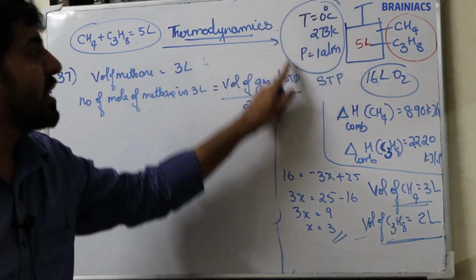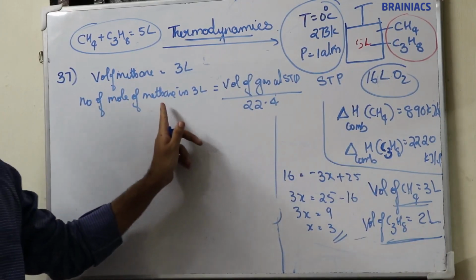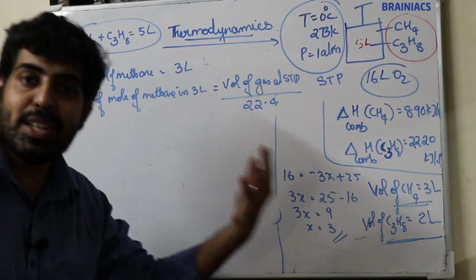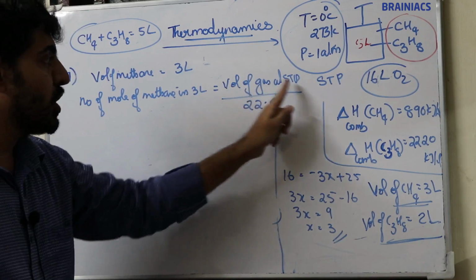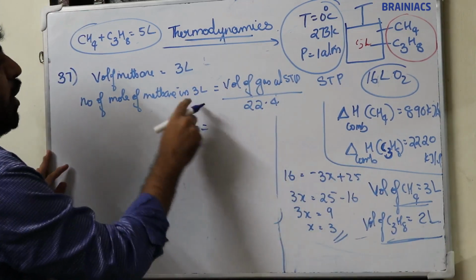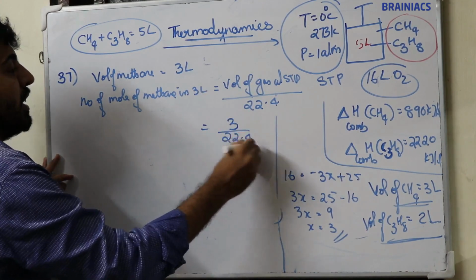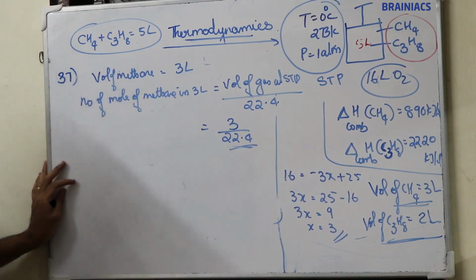Here our condition is at STP, standard temperature and pressure. At STP, the number of moles of a gaseous substance is calculated using this equation: volume of gas at STP divided by 22.4. Here the volume of methane is 3 liters, so 3 divided by 22.4 is the number of moles of methane.